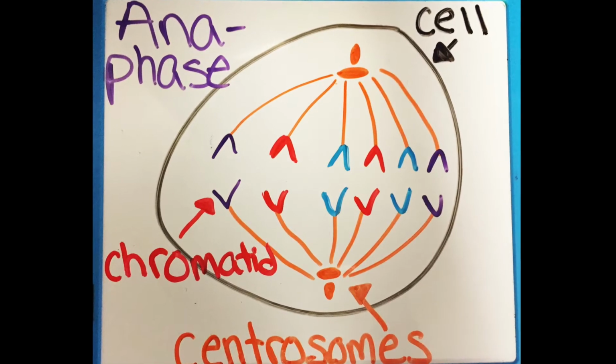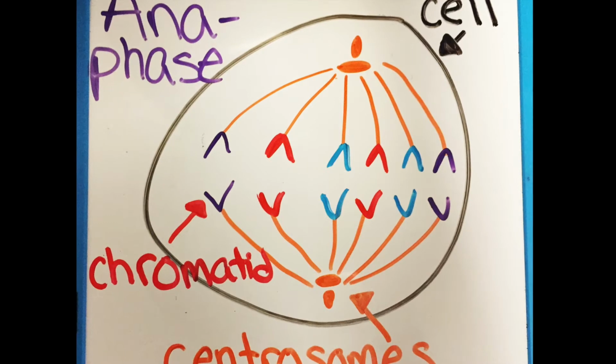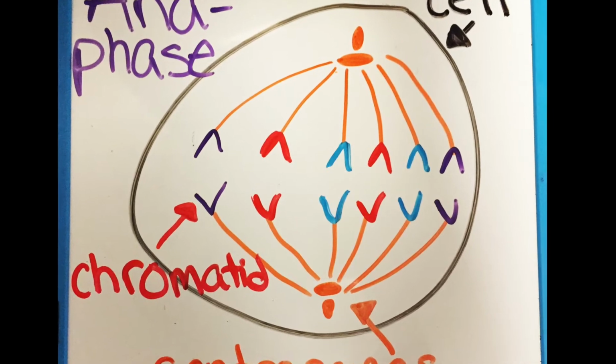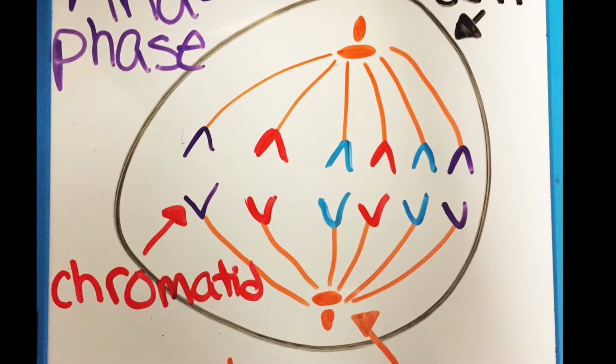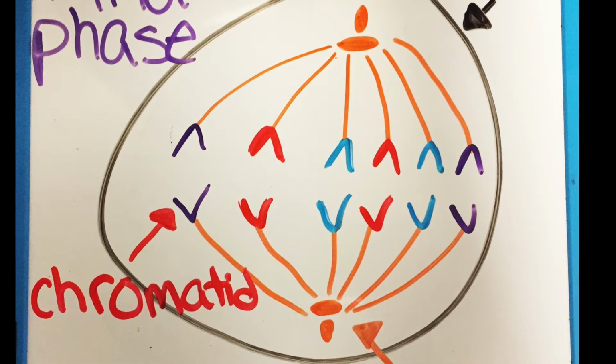During anaphase, 2 sister chromatids of each chromosome are pulled apart by the spindle fibers. Also, the centromeres divide by being pulled apart and duplicating themselves.